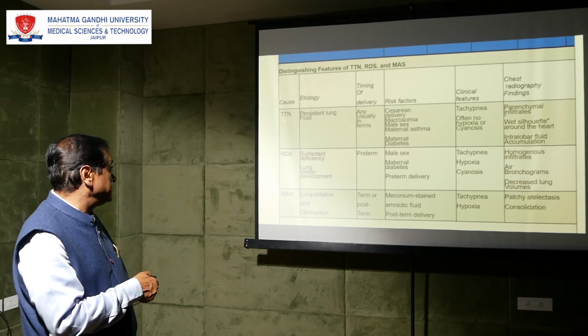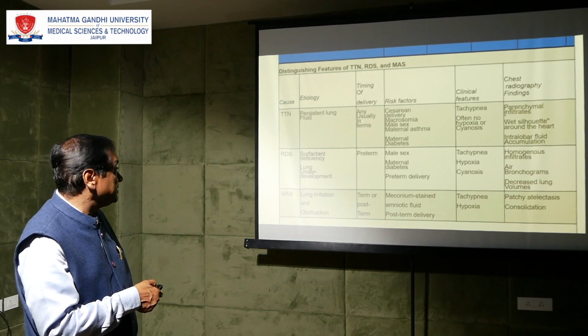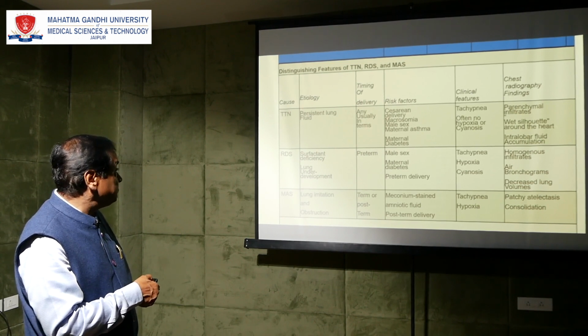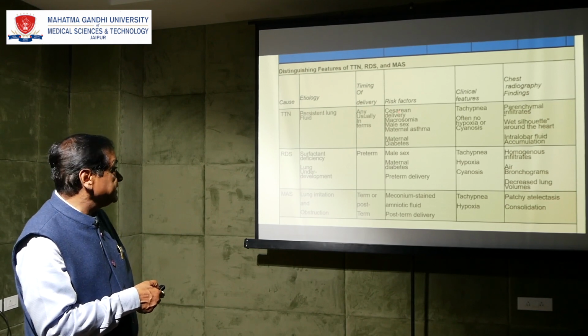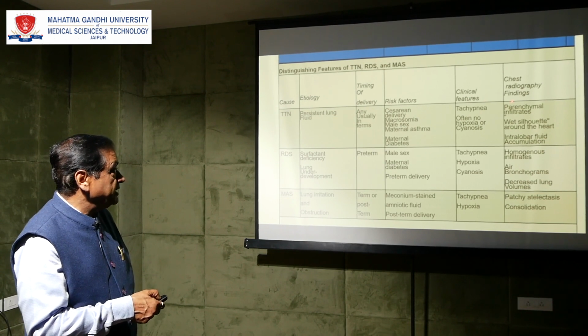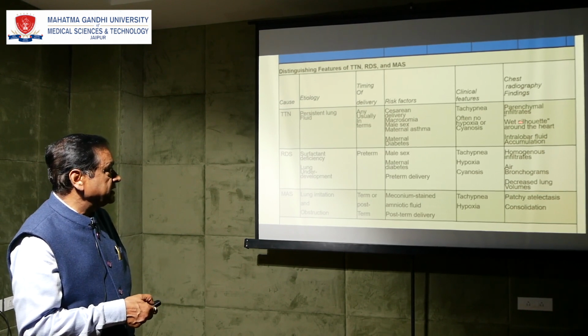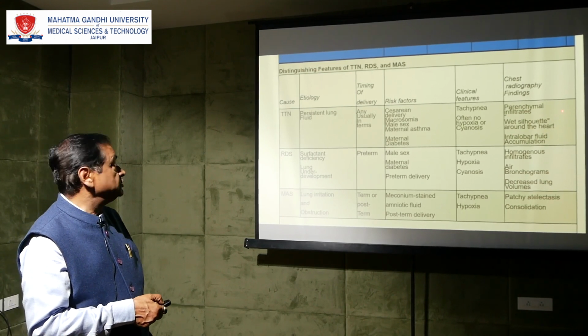TTN, that is transient tachypnea of the newborn, is seen in the term infant. That is important. Persistent lung fluid is there. The lung is wet, and it is seen with cesarean delivery. Tachypnea is the clinical picture, and parenchymal infiltrate, wet lung, intralobar fluid, and pleural effusion are the radiological findings.